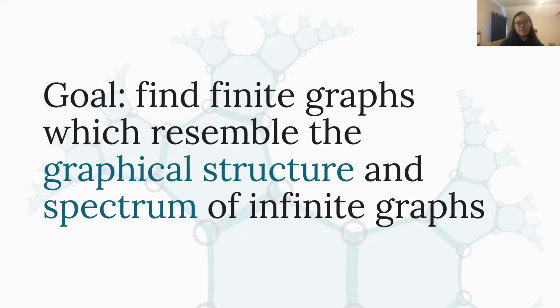The main theme of this work is that for all of these infinite graphs, I want to be able to construct finite graphs which somehow resemble the infinite graphs. And this resemblance should happen in two different measures of similarity. So the graphical structure of the finite graph should look like the infinite graph in terms of the local neighborhoods. And I also want the spectrum of the finite graphs to look like the spectrum of the infinite graph.